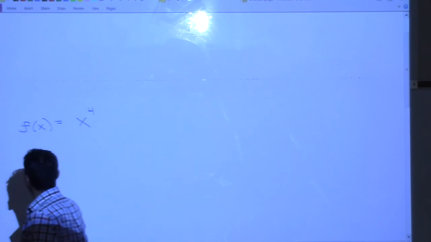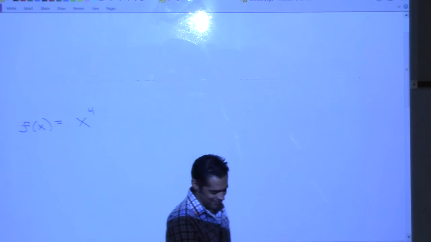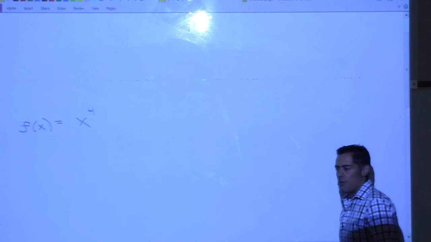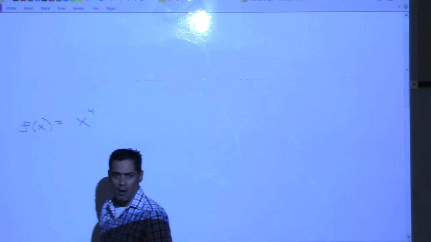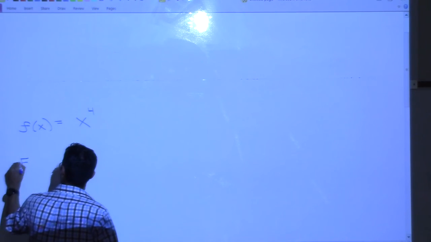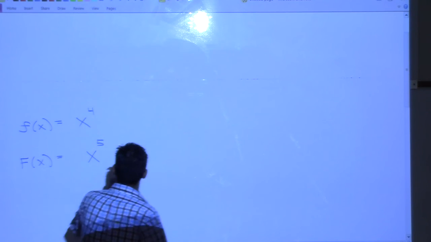What is the antiderivative of x to the fourth? What about an antiderivative here? So that is a fourth degree power function, right? What do we know? If that's the derivative of something, what power did it start at? Fifth power. So let's just write that down. This would be fifth power, plus c. But what's wrong with this?